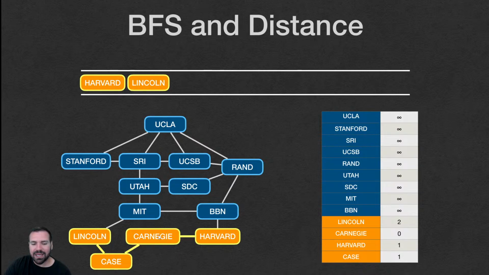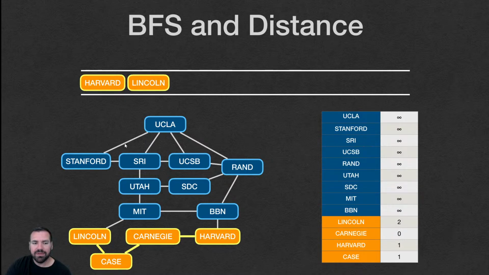So Case is going to ask if Carnegie's been explored. It has, so it's going to shut things down. It's going to its other neighbor, Lincoln. It's going to say, hey, has this been explored? The answer is no, so it's going to explore it, mark it as explored in this data structure, enqueue it in this data structure, and go to this data structure and say Lincoln's distance is whatever Case's distance is plus 1. Because we can get from Carnegie to Case with distance 1, and it took us 1 more edge to get to Lincoln, so bump it up by 1. Lincoln's distance is 2.